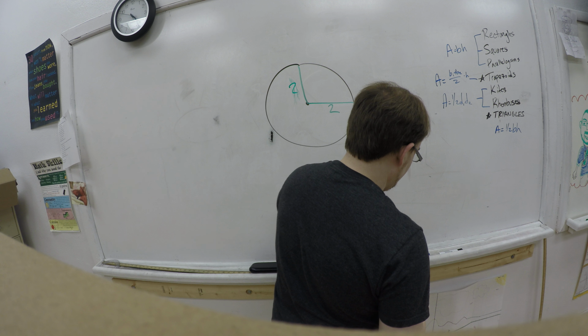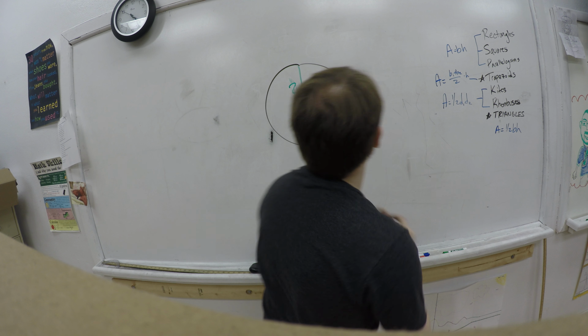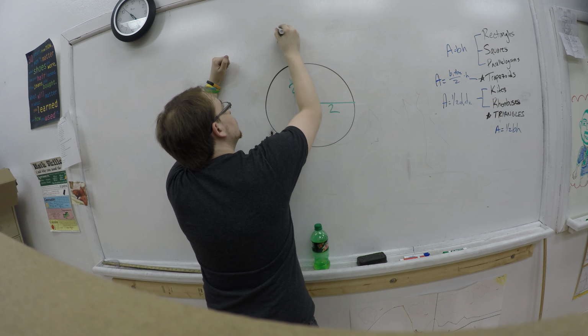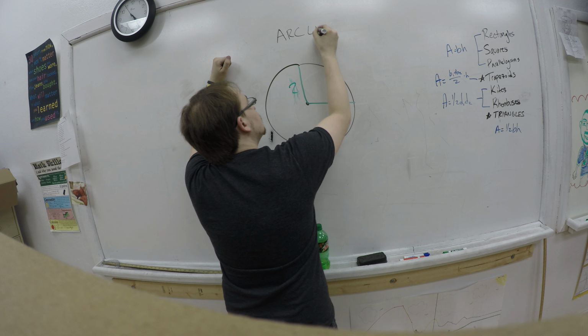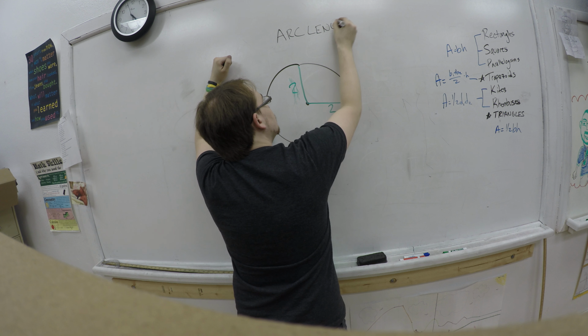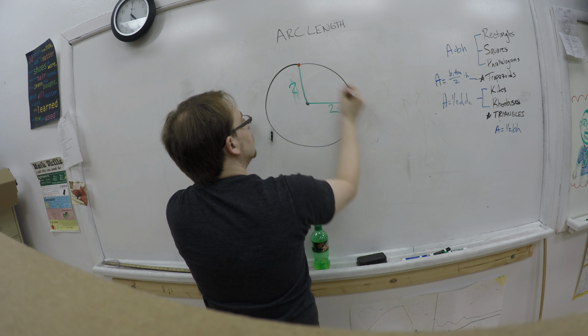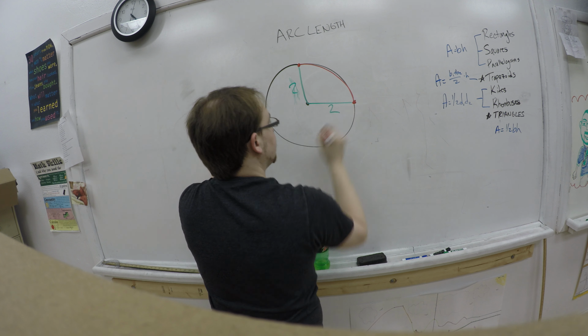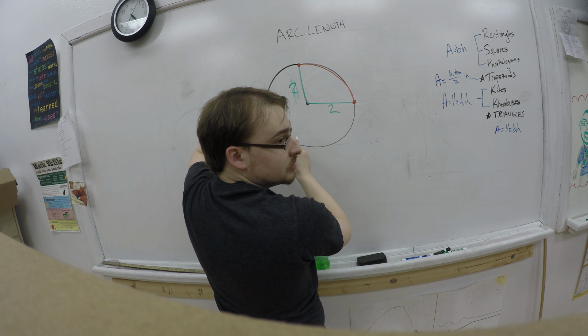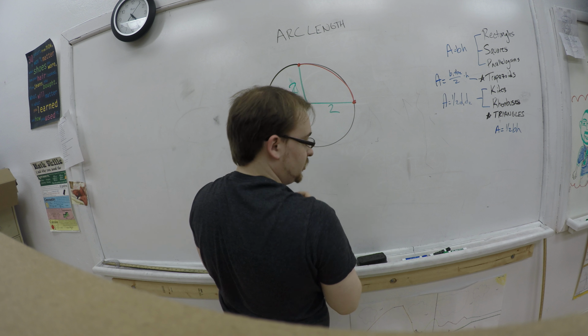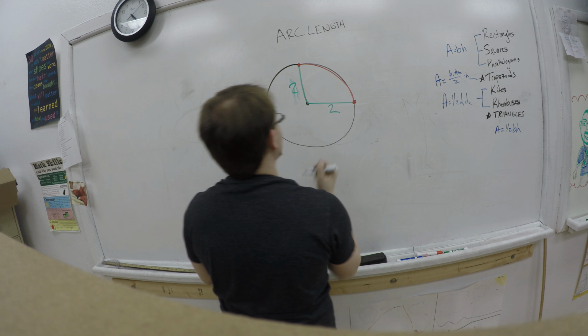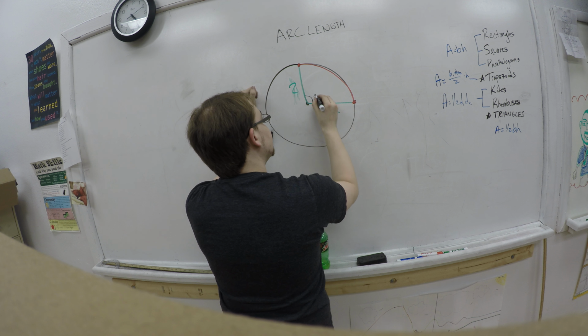And I ask you for the arc length from here to here. I could ask you from this to this, right? But I'm going to ask you here, the smaller one. And I'll give you the angle. I'll say the angle between these 2 is 90 degrees.